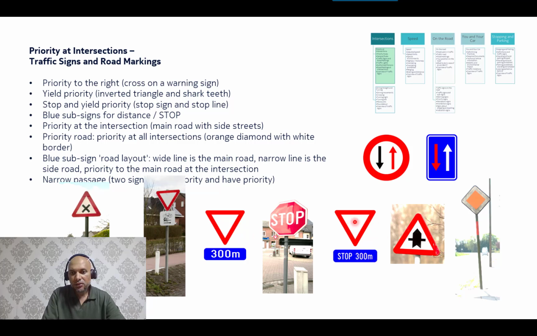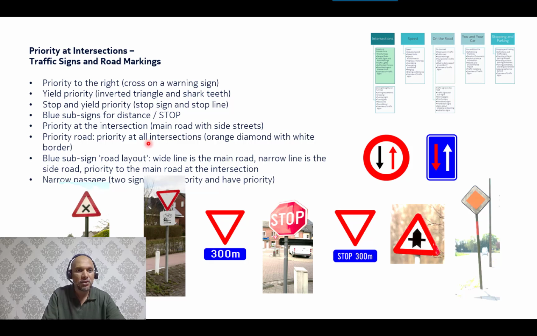If there is another blue plate which says stop at 300 meters, it means 300 meters ahead you will find not a shark teeth but a stop board. This is a stop board. And what's the difference between this stop priority board and this shark teeth? The only difference is, in this case, you must stop your vehicle and give priority. In the inverted triangle, you can continue driving if it is safe. You must give priority, but if it is safe, you don't have to stop. But in this case, you must compulsorily stop even if there is no traffic.